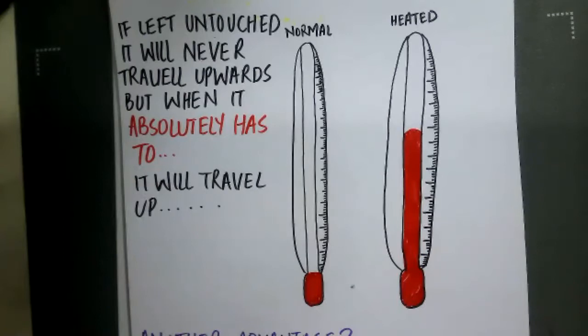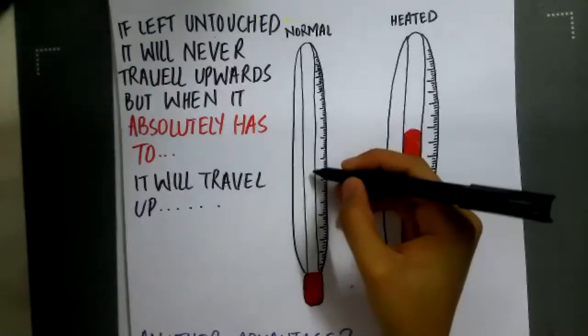It wouldn't move up. The mercury wouldn't move up the thermometer because it has more affinity for itself. So it will be pulling down. It wouldn't stick to the walls, right?